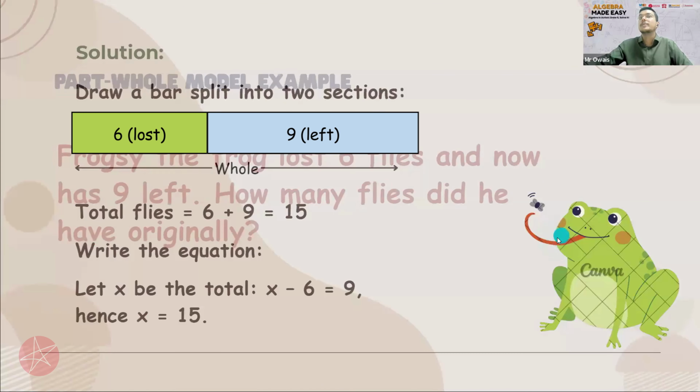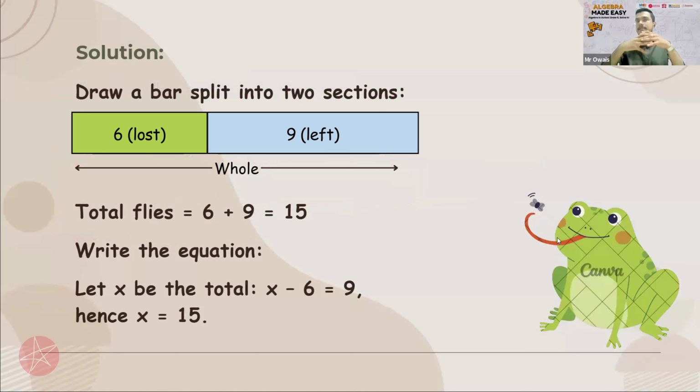By the way, you are actually right. We do have to plus, but why? Let's see why we have to plus it, okay? So we're going to draw one bar. This one is supposed to be one bar all the way from the start to the end. And that is the whole. Do you guys know what whole means? Whole means the entire thing, right? Whole means how many flies Frogsy the frog had at the beginning. That is something we don't know. So we're going to draw one bar from here all the way to here to represent that.